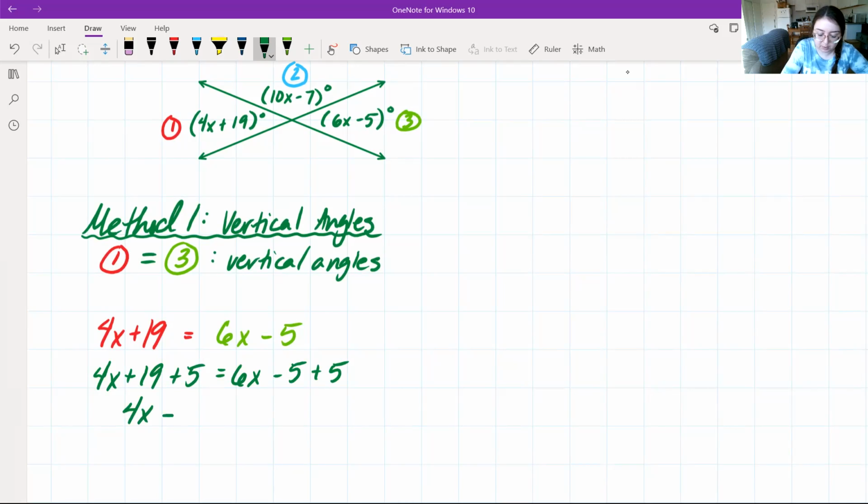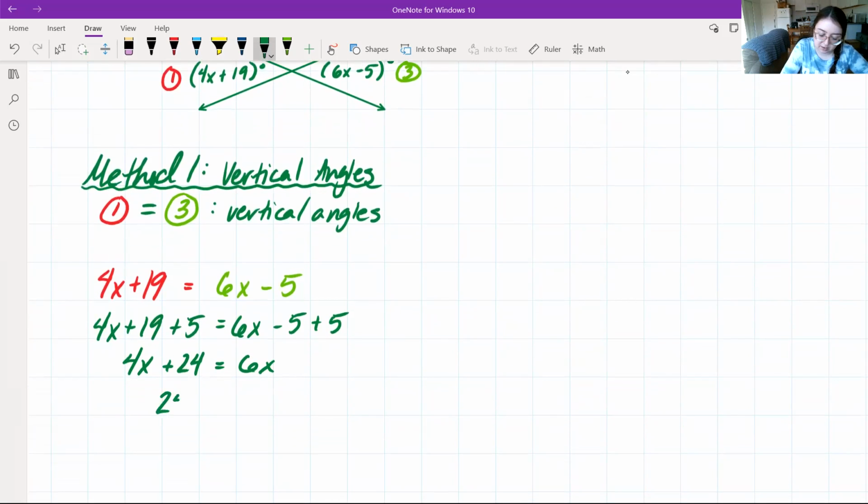19 plus 5 is going to be 24. And now we just have 6x. We want to isolate all of our x terms to one side, so let's subtract 4x from both sides. This will give us 4x plus 24 minus 4x is equal to 6x minus 4x. So now on our left-hand side, we just have 24, and 6x minus 4x is just 2x.